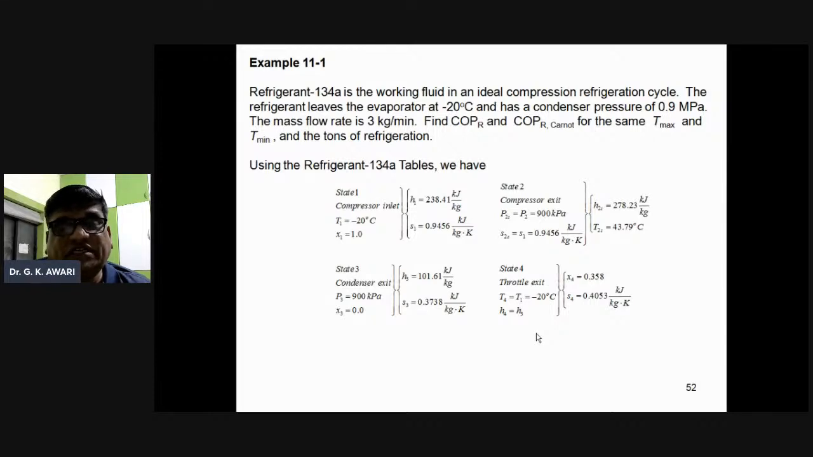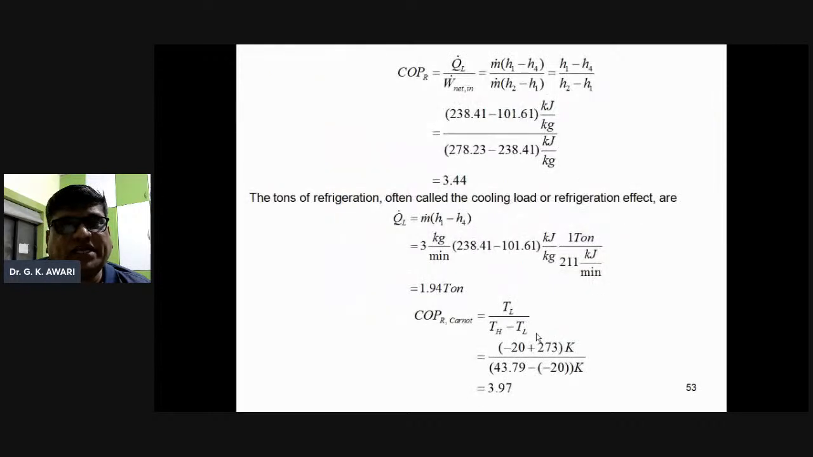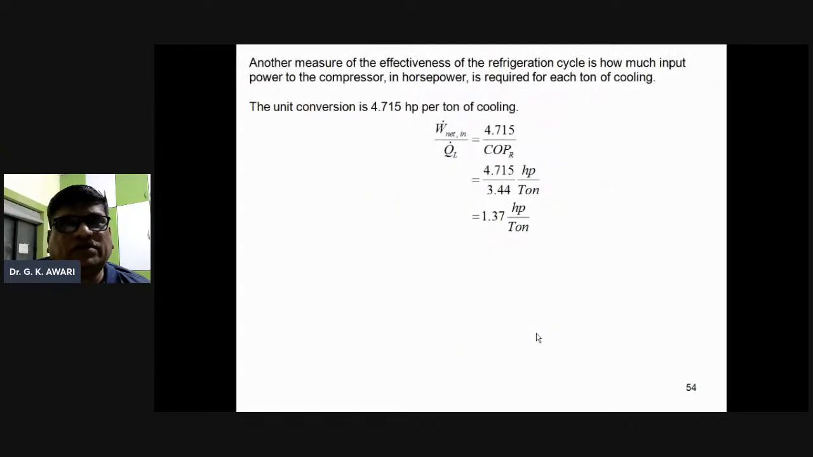From the refrigerant table for 134A, we have chosen these values, and we have calculated the COP of the refrigerator, which comes out to be 3.44. The COP of the refrigerator working on a Carnot cycle, that is TL divided by (TH minus TL), comes out to be 3.97. So COP is more for the Carnot cycle, but we know that the Carnot cycle is not practically possible. Therefore the simple vapor compression cycle is what is being used.